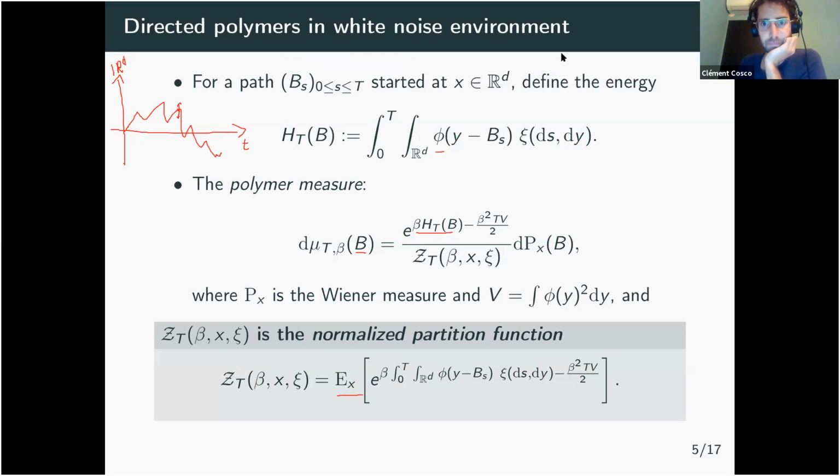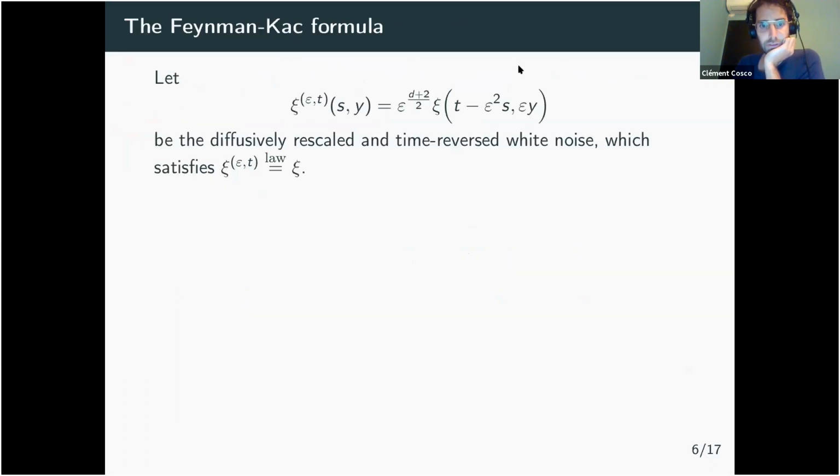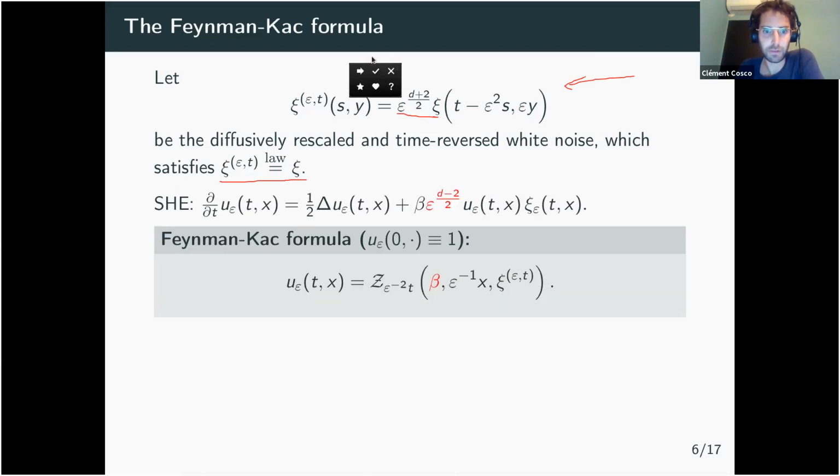So how does the connection go with polymers? If you look now in the diffusive scaling, if you take the white noise and take a rescaled version diffusively, and you can also reverse the time in this rescaling, then if you multiply it by a good rate like this, you will find that this rescaled white noise has the original law of the white noise.